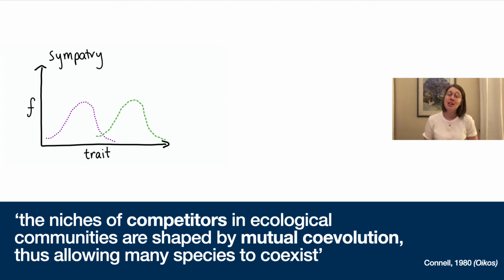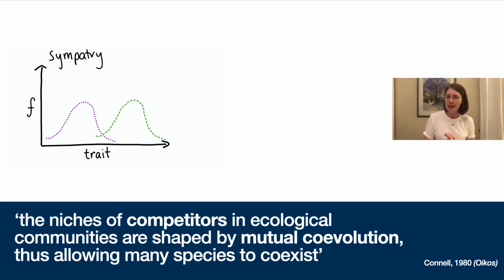The key ecological idea that I'm going to explore in this talk is a common one, that niches of competitors in ecological communities are shaped by mutual coevolution, which is what allows multiple species to coexist. And this argument is frequently used to explain divergent resource use or divergence in other trait metrics when they appear like this, so two competitors with non-overlapping distributions of a particular trait.